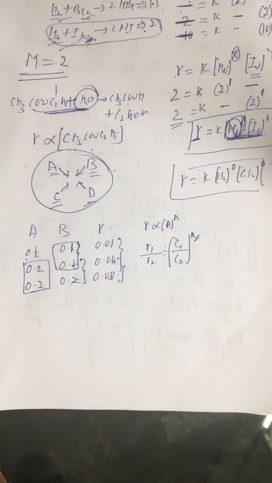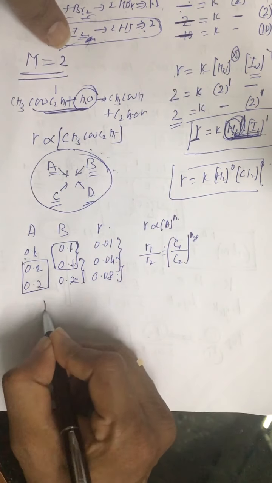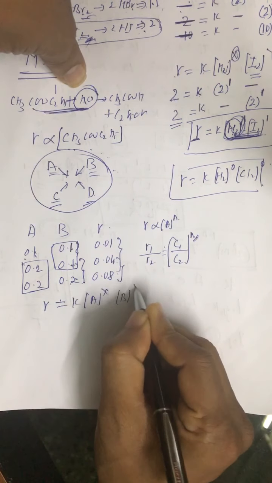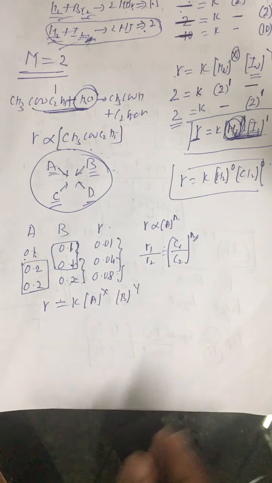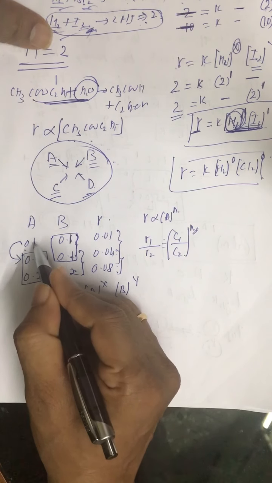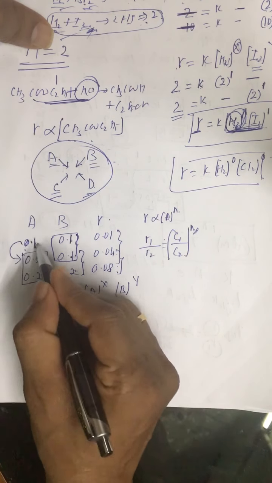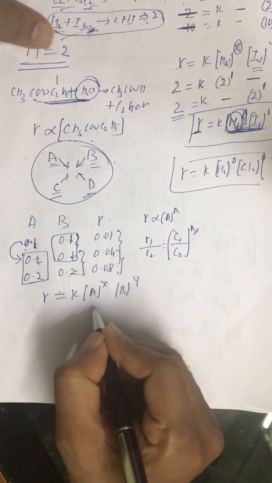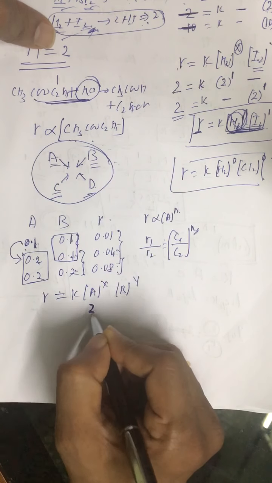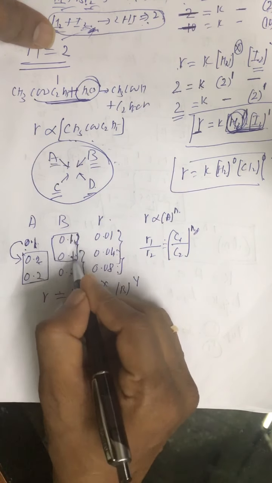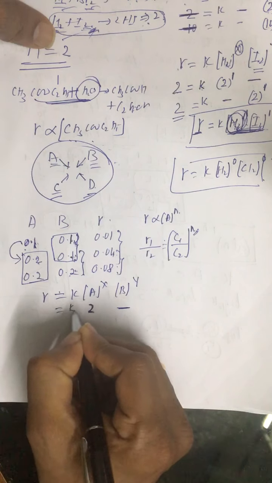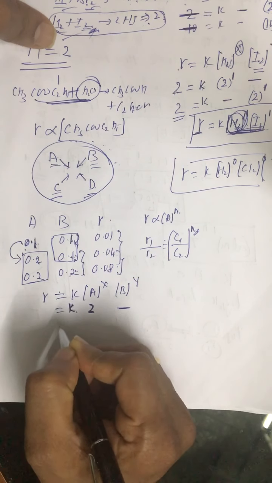Alternatively, you can simply write R is proportional to or equal to K, A to the power X, B to the power Y. Then, as in the first two observations, you have increased the concentration of A from 0.1 to 0.2. So here you write 2, meaning how many times the concentration is changed. It is 2 times. And you are keeping the concentration of B constant. So now the K is constant because K is affected only by temperature.